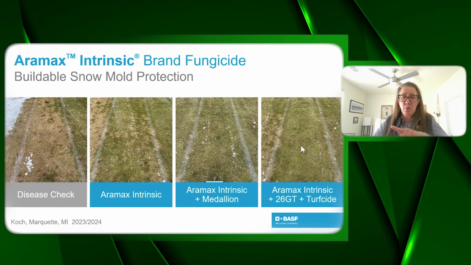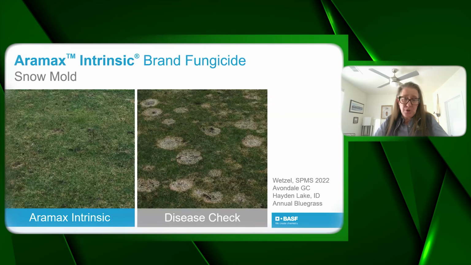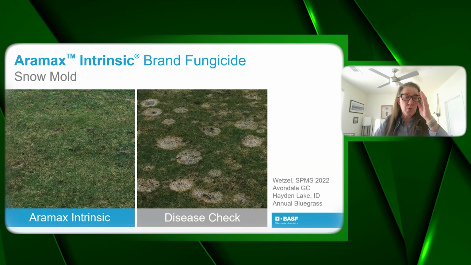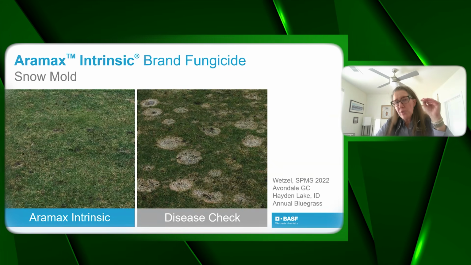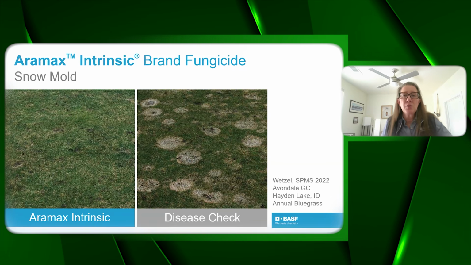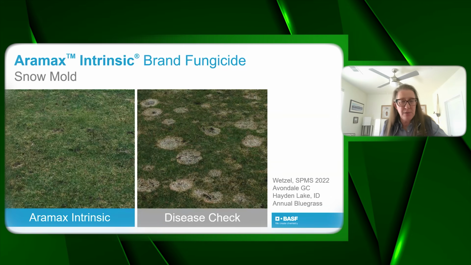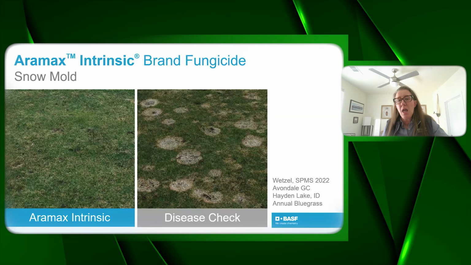This is the winter that ended in 24. My researcher is Henry Wetzel, and he works in northern Idaho, north central Idaho, and Montana. And his trials are fun because he sometimes will get all three pathogens, both the Typhulas and Microdochium.